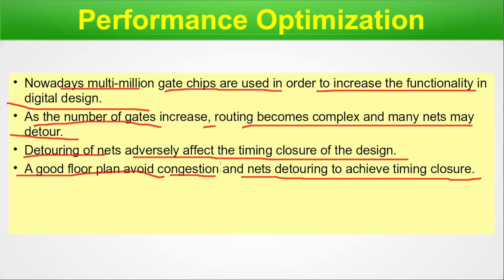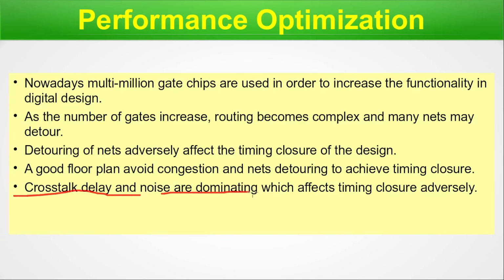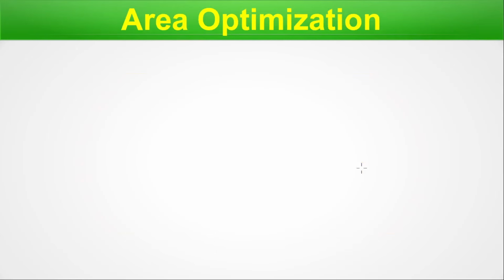That means with proper floor planning, we avoid congestion. That means do not pass all the lines from the same area, otherwise it becomes congested, and we avoid net detouring in this way. This helps in good timing closure, that means a higher performance. Crosstalk delay and noise are dominating, which affects timing closure adversely. By double spacing between the aggressor and the victim, and shielding, crosstalk can be reduced. Here we are done with this particular slide, so let's move on to the next slide.